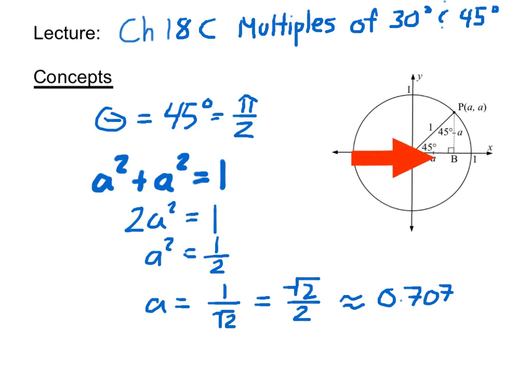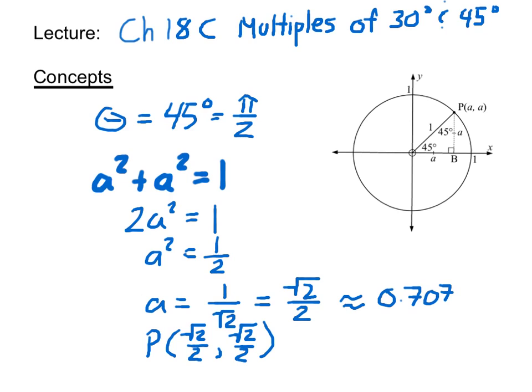Because this length of the triangle is the same as this length of the triangle, the x and y coordinates for the point P are the same. Therefore, the coordinates for the point that corresponds to a 45-degree angle are square root 2 over 2 and square root 2 over 2. And notice that I'm only using the positives here because cosine and sine are both positive in the first quadrant, and we learned that in the last section.